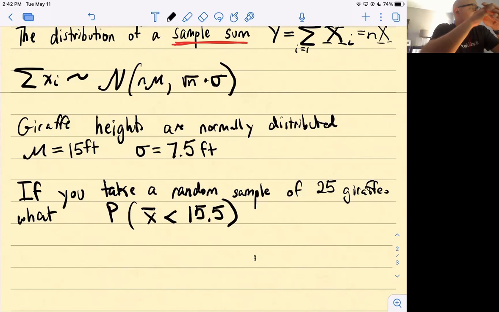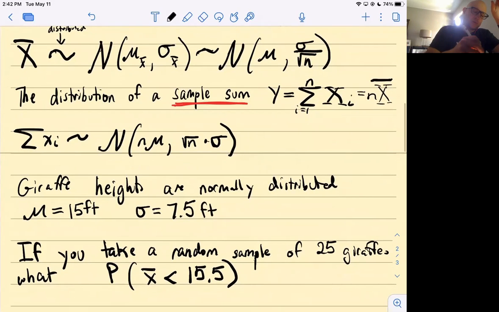Okay, so first idea: X bar, what kind of distribution does X bar follow? That's the first question. What kind of shape does it follow, the overall sample mean? According to the central limit theorem, the sample mean has a bell curve shape.